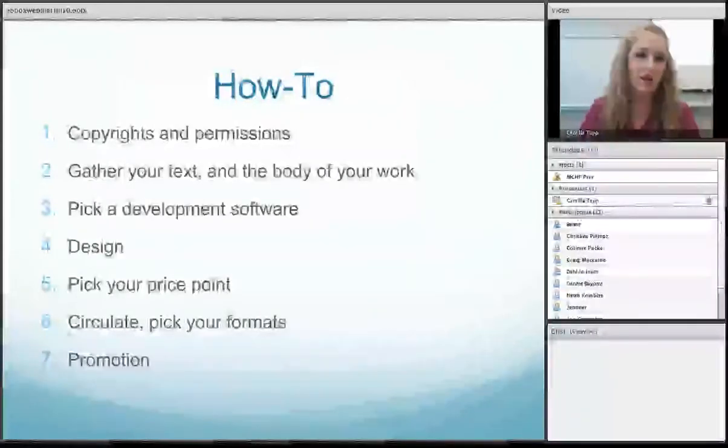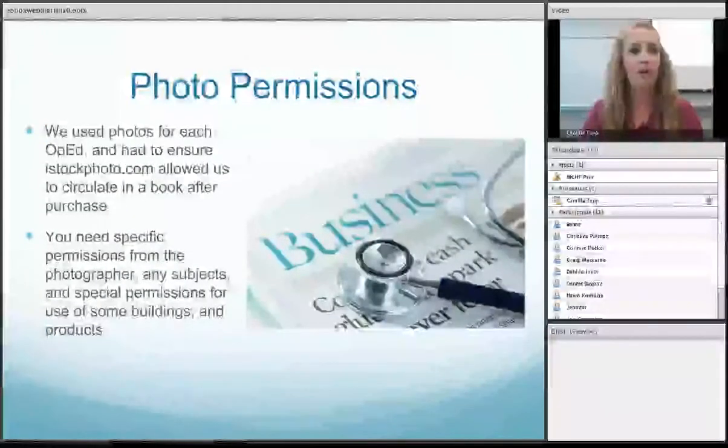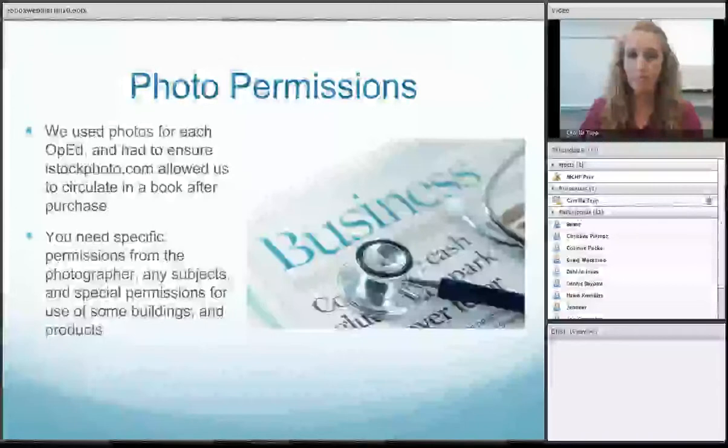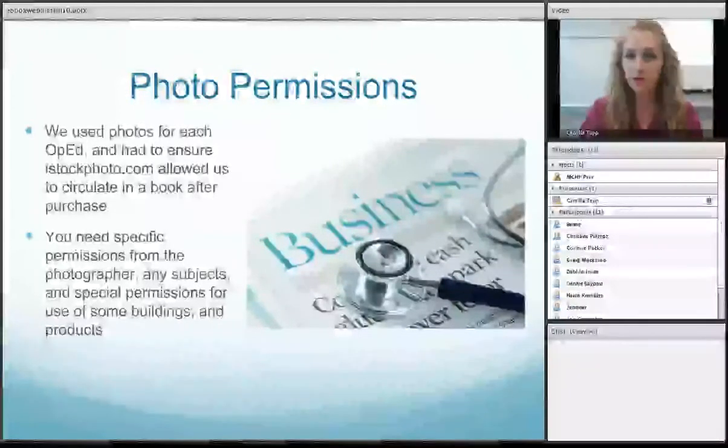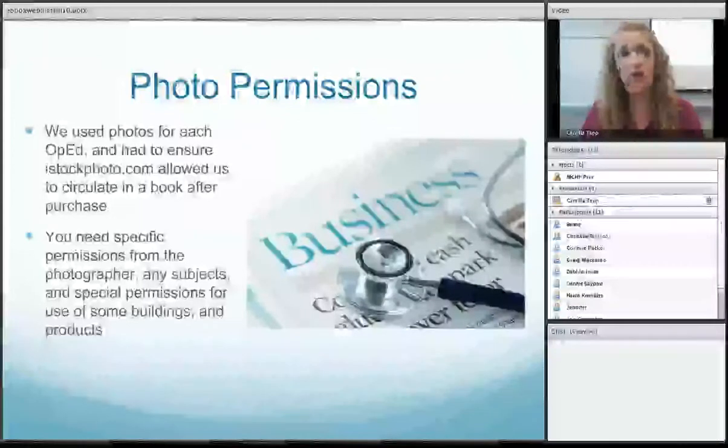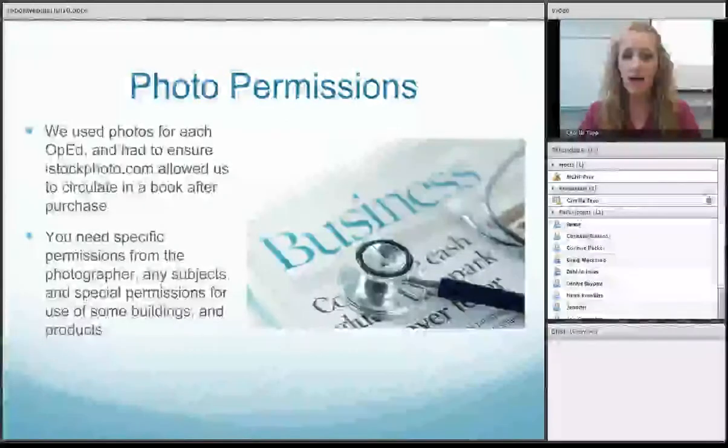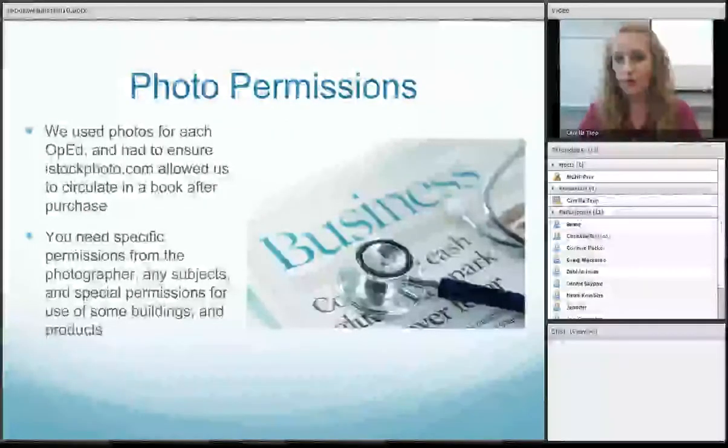So I'll go through, this is the full list, so I'll go through them one by one. So first is photo permissions. This is something that most people don't consider that significant, but it can be a time-consuming process. So if you see our book, we have photos that are used from iStockPhoto.com, and purchasing through this website allows us to have permissions to use in a certain number of publications. So we have purchased the rights to use them.